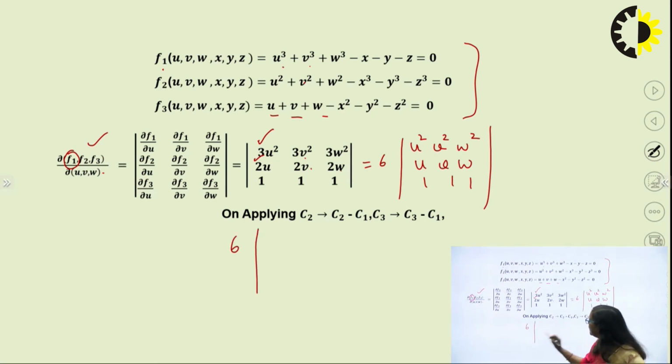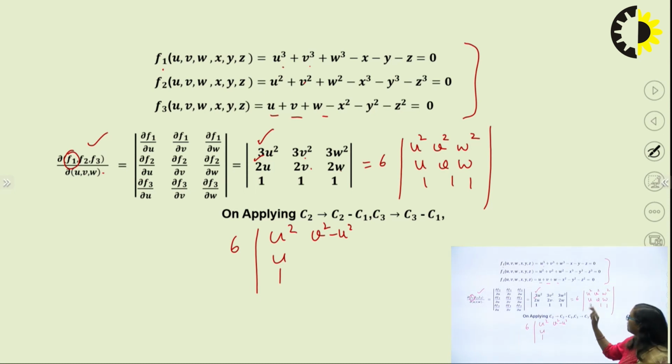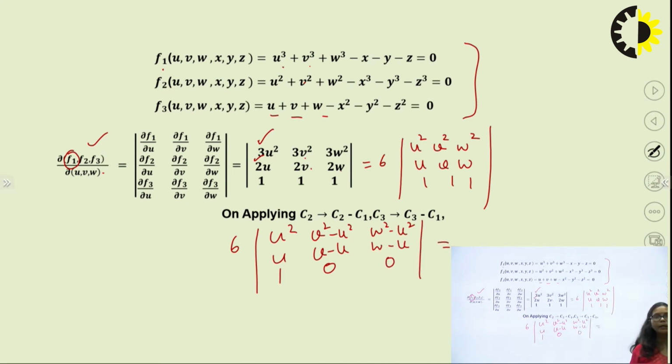This is 6. Column 1 remains same: u square, u, and 1. C2 minus C1 gives me v square minus u square, v minus u, and 1 minus 1 is 0. C3 minus C1 gives me w square minus u square, w minus u, and 1 minus 1 is again 0. Okay. Now again we take the same common. From the second column I take v minus u common outside, from the third column I take w minus u common outside, and inside the determinant we are left with u square.